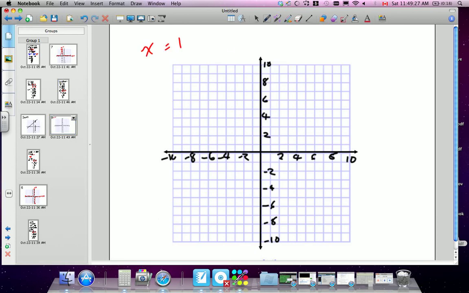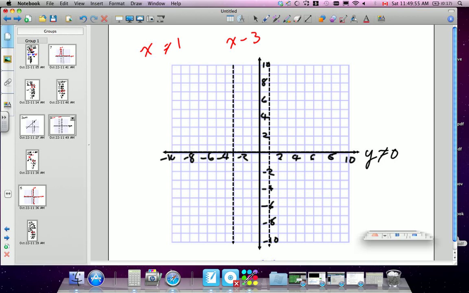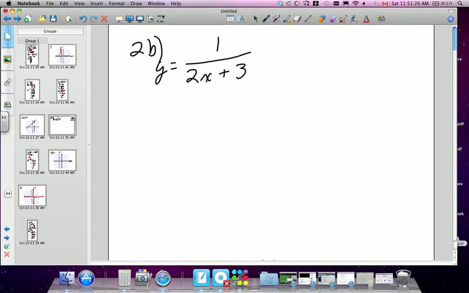What were they? X couldn't be 1 and negative 3, right? So X can't be 1 and X can't be negative 3. So we have two vertical asymptotes, negative 3 and 1. Okay. And what was our horizontal asymptote? Y couldn't be 0. So we had a horizontal asymptote here.